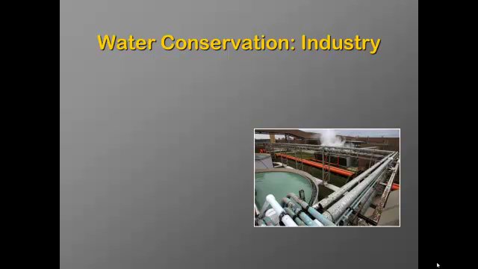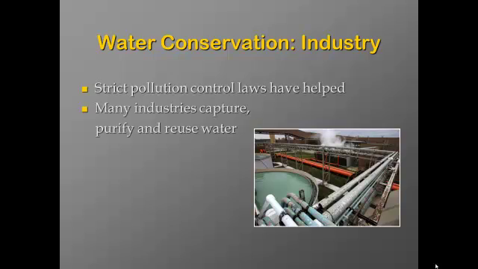Strict environmental controls have improved water quality in the U.S. and other industrialized nations. As a result of regulation, many industries have reduced water loss, recycle water, and thoroughly treat water before releasing it back into the hydrological cycle. For example, U.S. Steel recycles about 2/3 of the water it uses in its industrial processes.